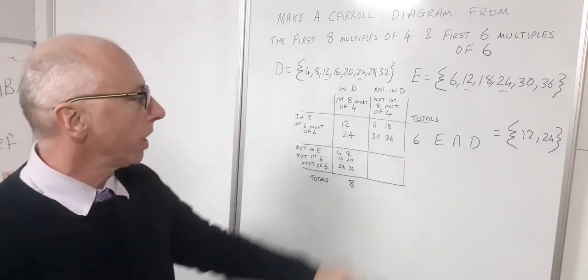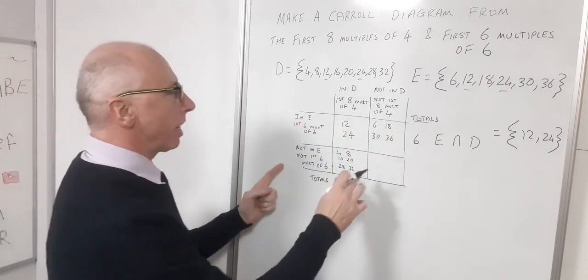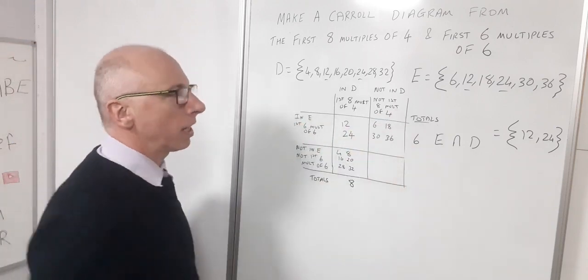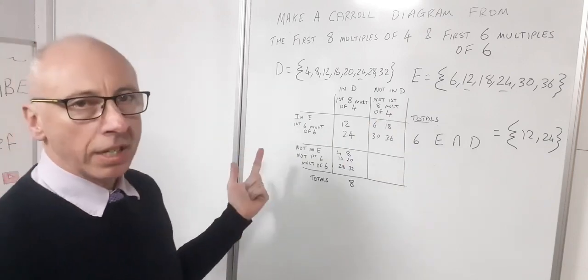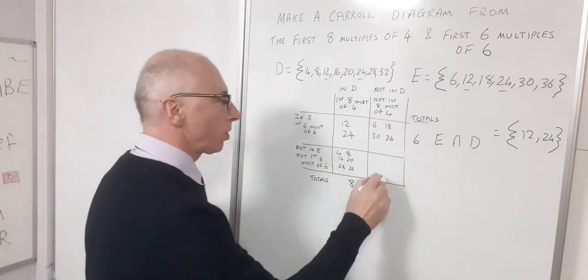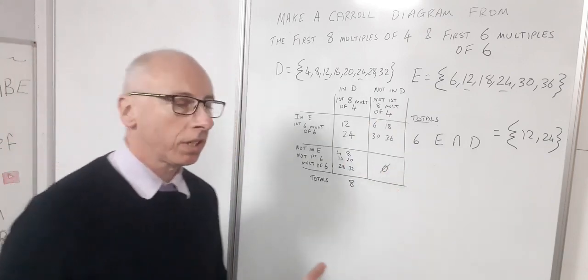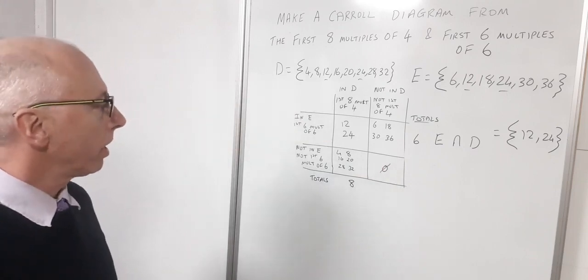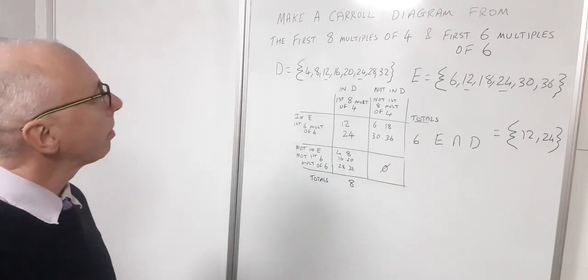Here I've got a total of 6 elements. And then is there anything that's not in E and also not in D? Well, nothing that's invited in these sets. So this here is also the empty set. So there's nothing going in there. Okay, so that completes my Carroll diagram.